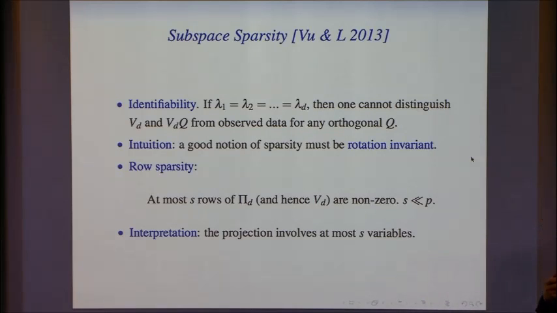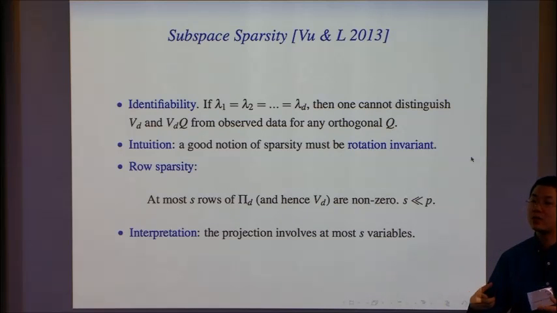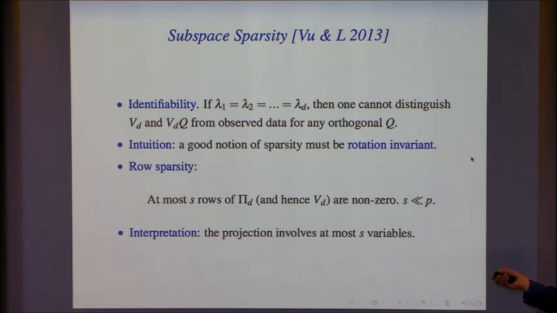So whatever I define or I estimate shall be rotation invariant, because the real goal in PCA is to find the dimension reduction. So we shall focus on the projection matrix, and we assume the projection matrix has at most S non-zero rows, and S is much smaller than P. So the interpretation is the projection. If you want to do projection, you only need to look at those S variables.